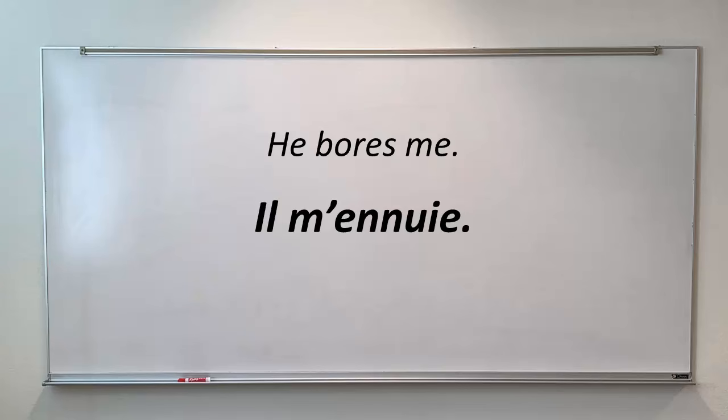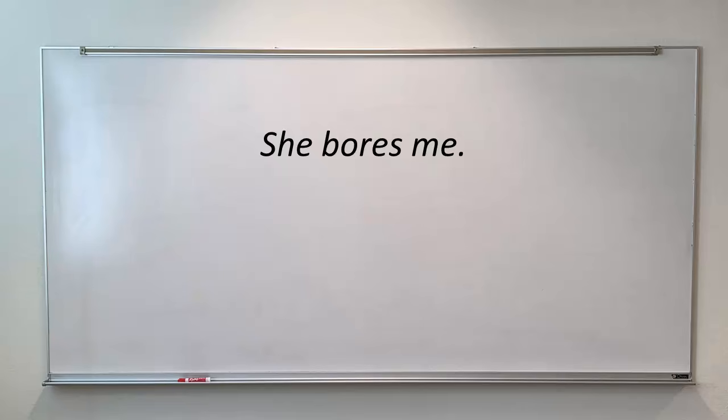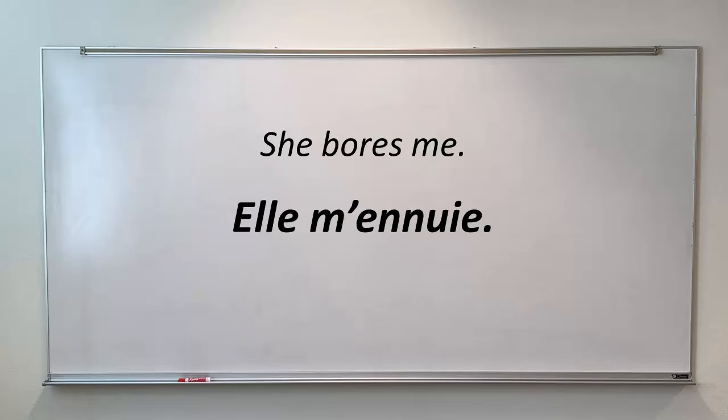Let's try another example. Very similar, she bores me. So start off with your subject and verb, which would be she bores, elle ennuie. And the me part, in French, the me is me, just spelled the same way as we do in English. But remember, it has to go before the conjugated form of the verb. And remember also that the E will be dropped and replaced with an apostrophe because of the following vowel. So put it all together, and you have elle m'ennuie. She bores me.